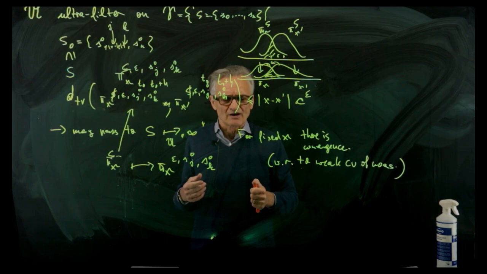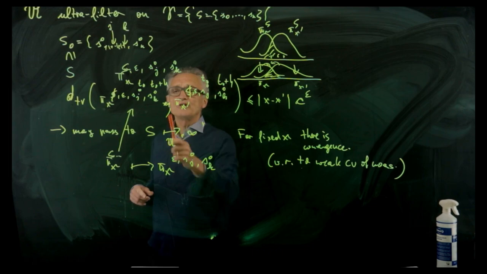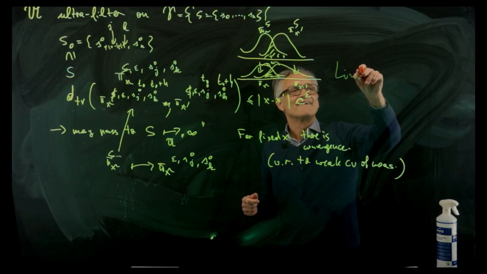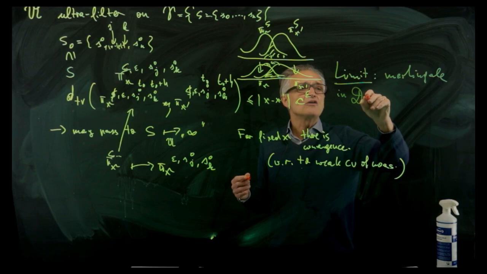You get how to convolve these things with these probabilities, and what you get in the limit, you get a martingale in the Skorohod space 0, 1.